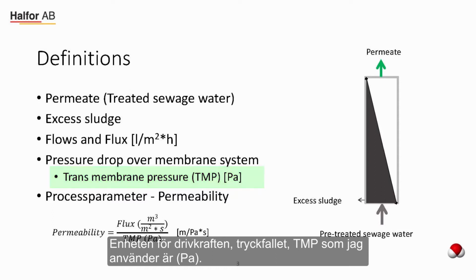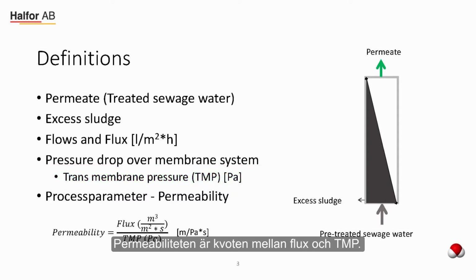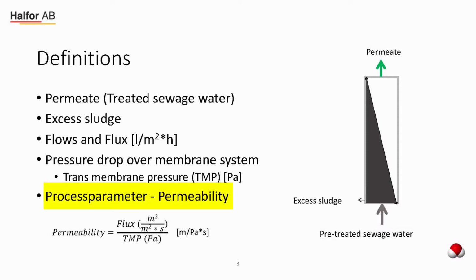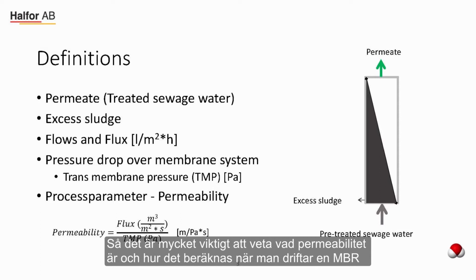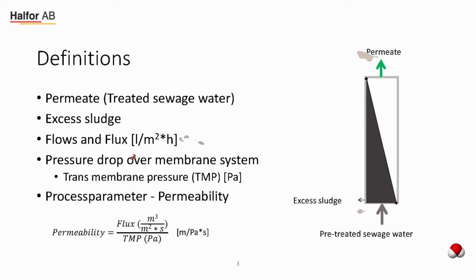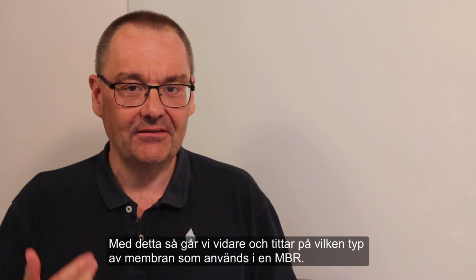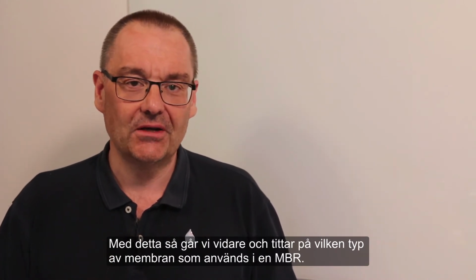The transmembrane pressure is the driving force to make the filtration happen, the pressure, in this case I've used Pascal as the unit. Then we come to the permeability. Basically, the permeability is the ratio of the flux divided by the transmembrane pressure, the TMP. And this is a parameter you will see when you are operating an MBR plant in the SCADA system. This is a parameter you will use to control and to see how the filtration and how the system is working. So permeability, very important to know what it means and how it is calculated from the flux and transmembrane pressure.